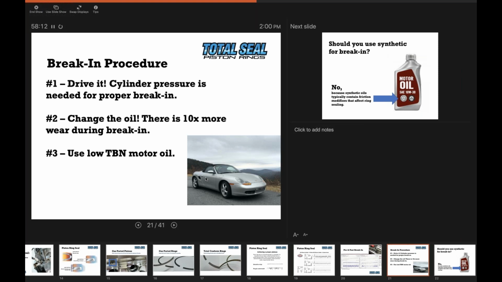It's really, really important. There's 10 times more wear during break-in than there is any other time in the engine's life. So you want to get that debris out of the engine so it doesn't cause abrasive wear throughout the engine and damage surfaces. And then number 2, or third thing, is you want to use a low TBN oil.